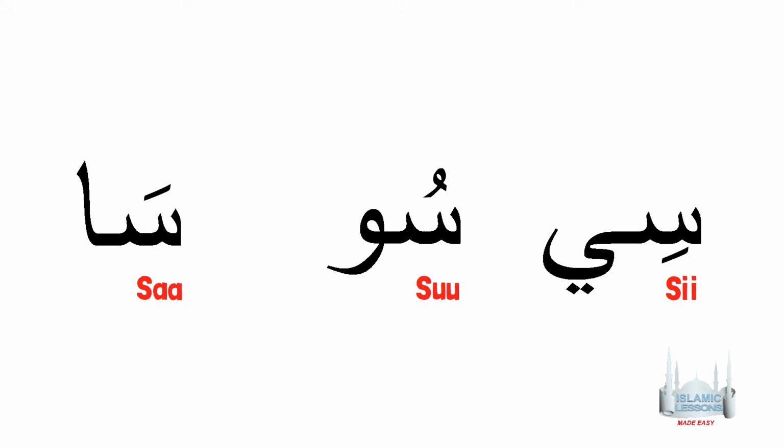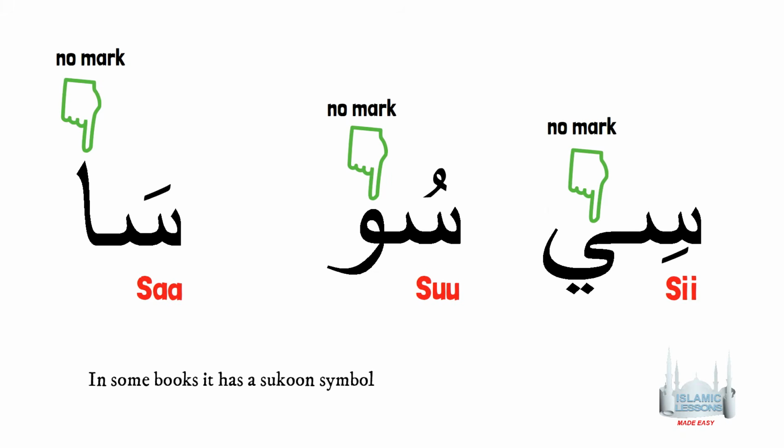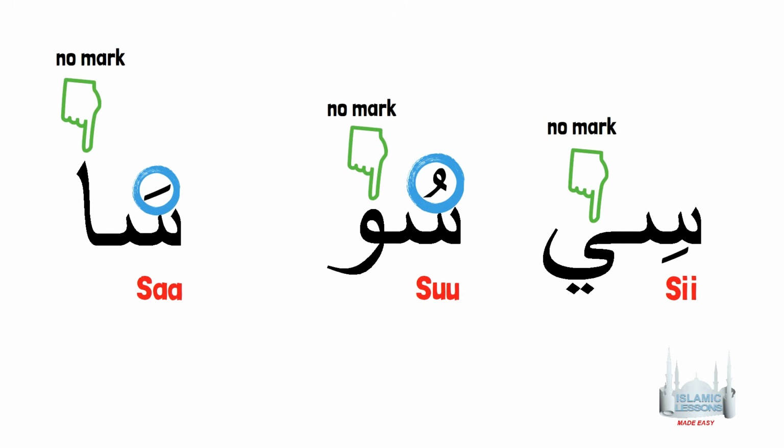So how do you know if these letters are a vowel or not? The common rule is that the long vowel does not have any mark on it. Not a fatha, not a dhamma, not a kasra. Also, a fatha must be present on the letter before the alif. A dhamma must be present on the letter before the waw. A kasra must be present on the letter before the ya.